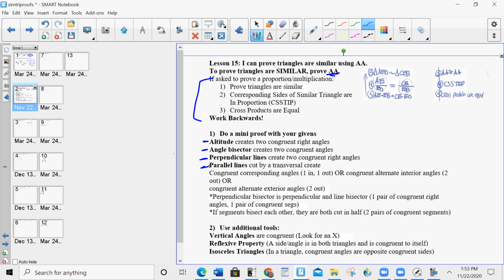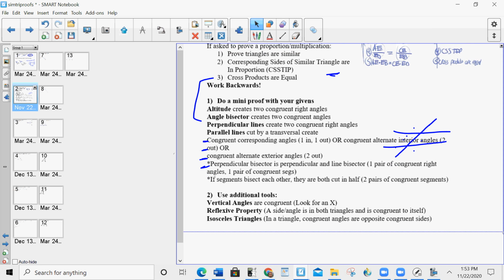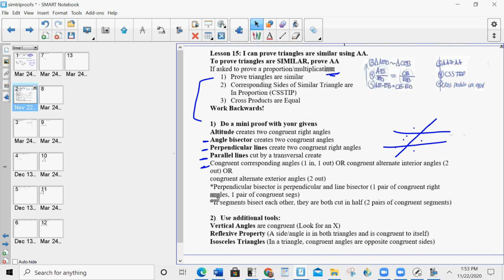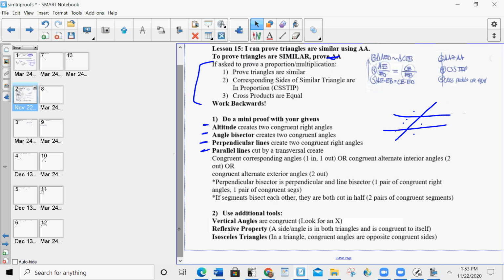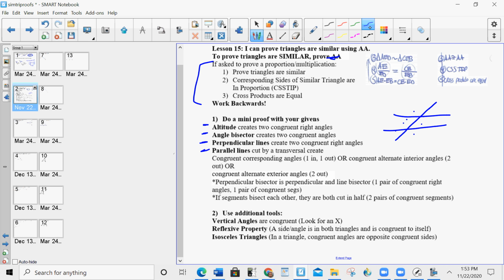We also talked about parallel lines cut by a transversal. That was our 8 dots. Once we run out of givens, we're going to look for our additional tools. Vertical angles. Look for an X. Reflexive property when there's a side or angle. Of course, in this case, it's going to be angles that are in both triangles. I never talked about the isosceles triangle theorem, so if that does come up here, I'll tell you not to worry about that one.